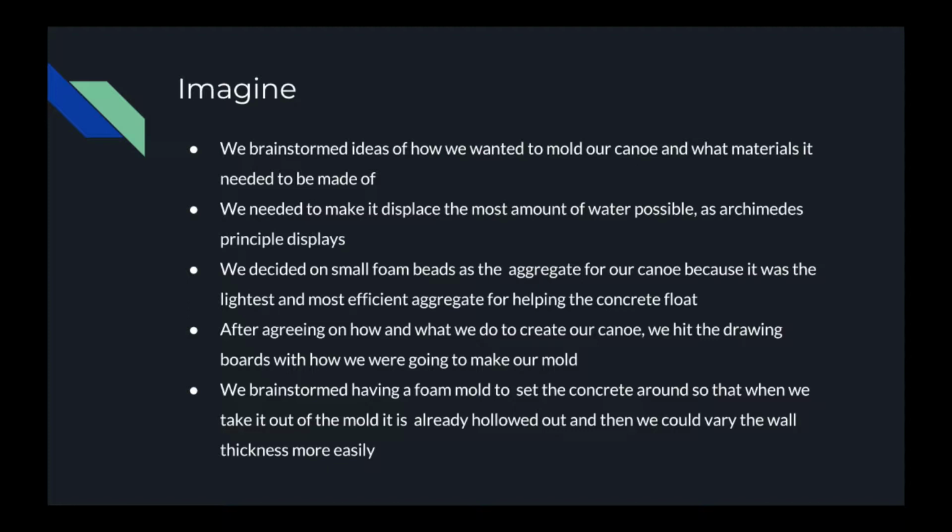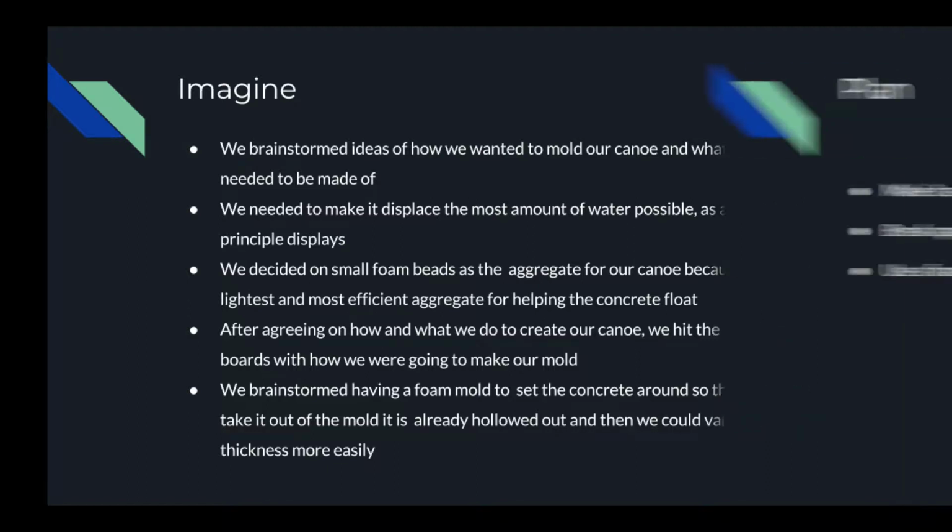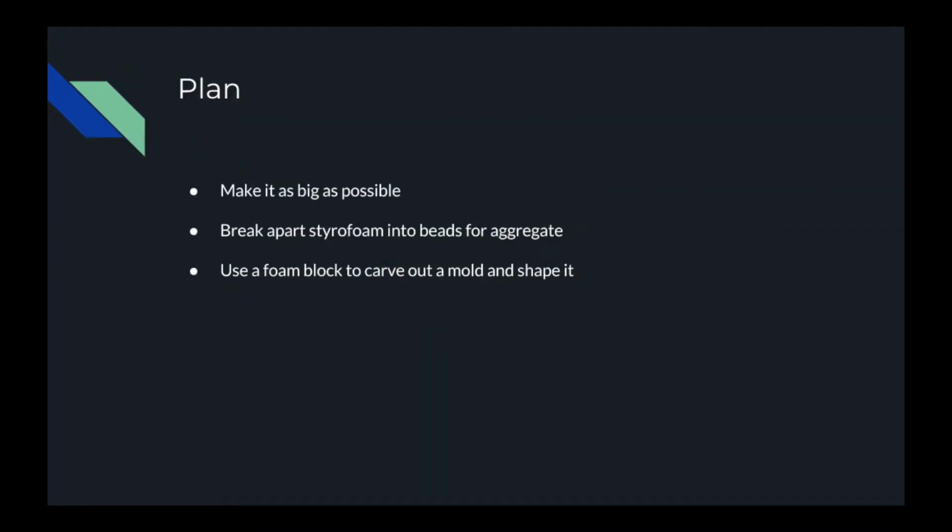During our brainstorming session, we came up with ideas regarding what sort of aggregate to use, how to make the mold, and how to maximize our floating capabilities. After reviewing all of our potential ideas, we decided on a plan to use styrofoam as an aggregate to keep it lightweight, use a foam block and put concrete on it like icing on a cake, and to make it as big as possible to utilize Archimedes' principle.